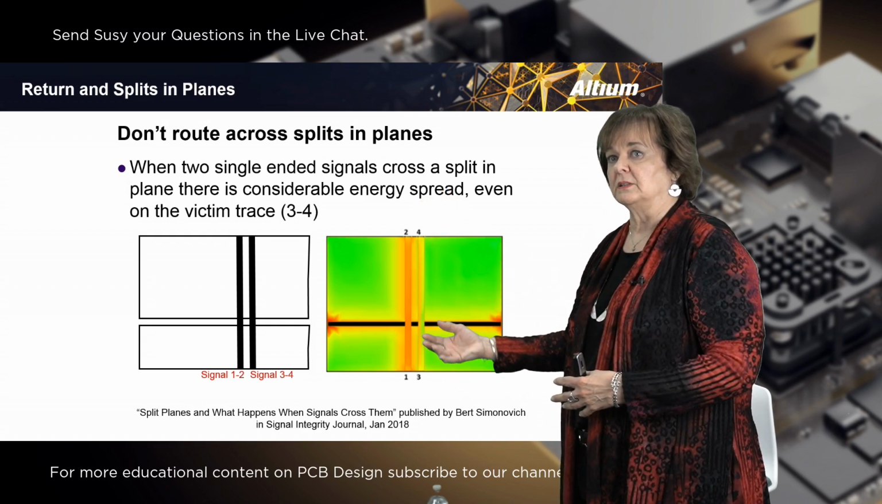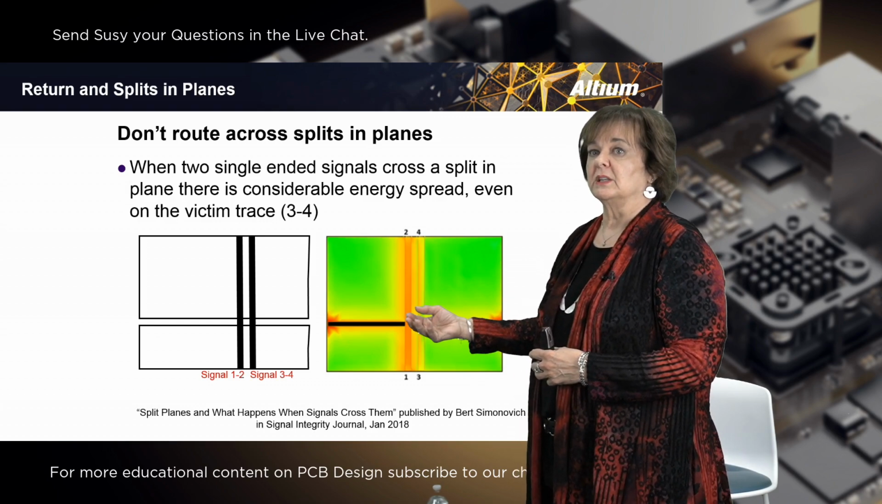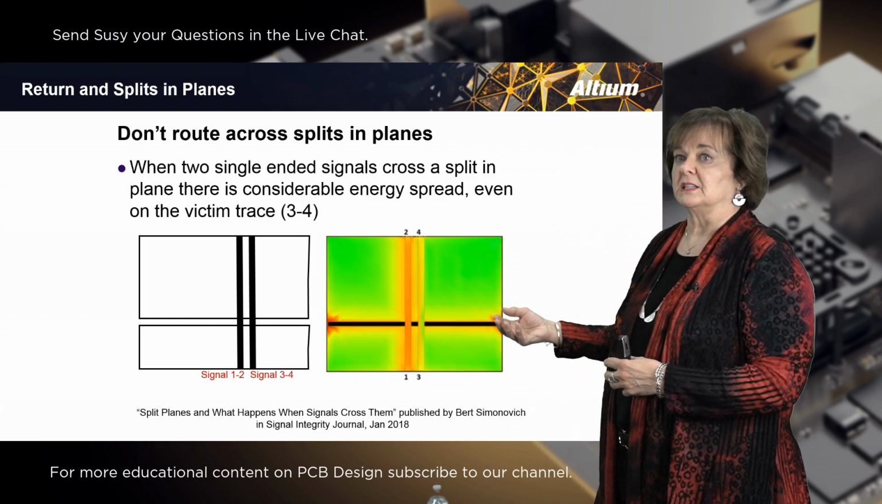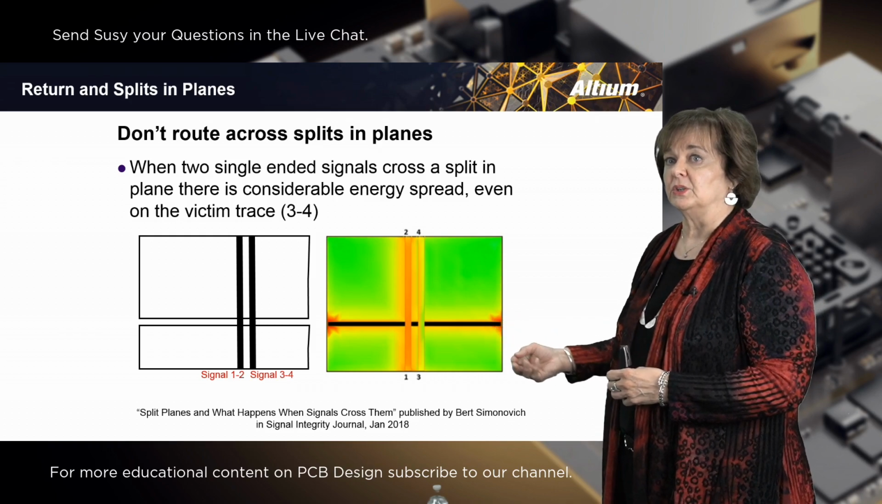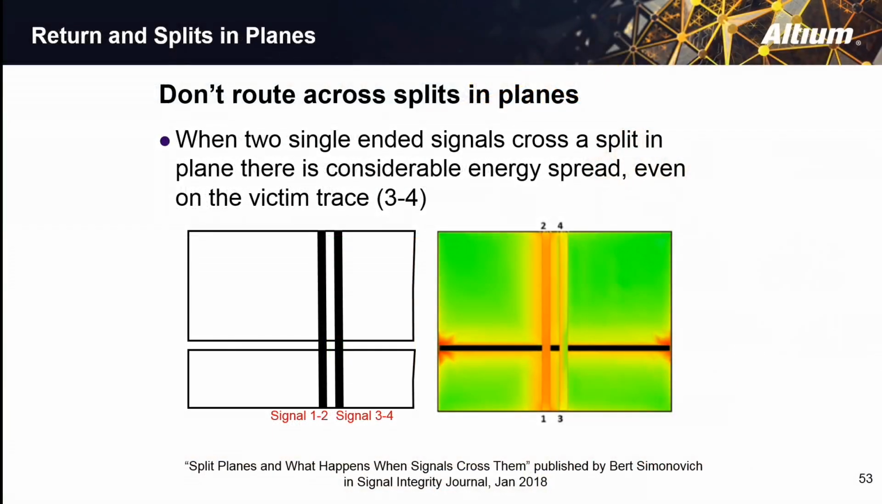So both of these signals are lit up as if they are active, even though only one of them is active. Plus, look at the energy that is in the split itself and the ends of the split, and you can see that the energy is quite spreading out, causing all kinds of issues. And if you think about this and any other signals that happen to be in that area doing the same thing, all of those signals have the potential of getting all kinds of noise on those signals.